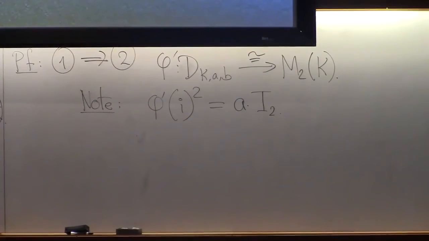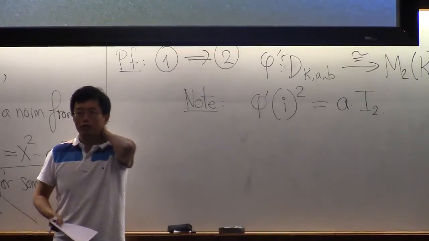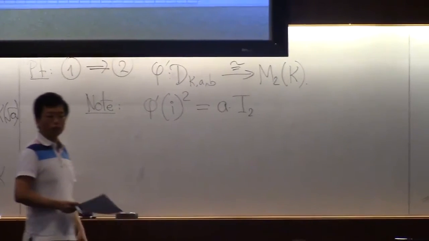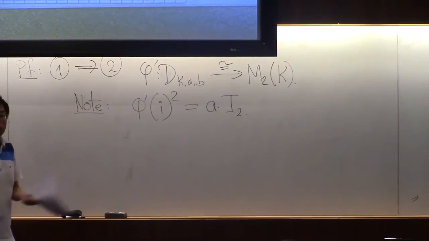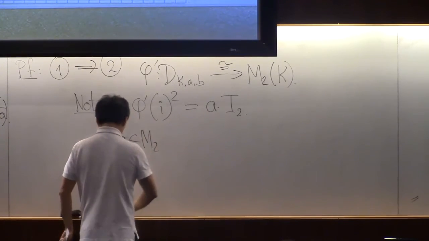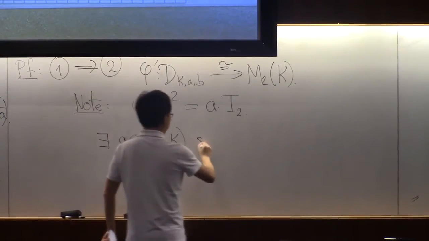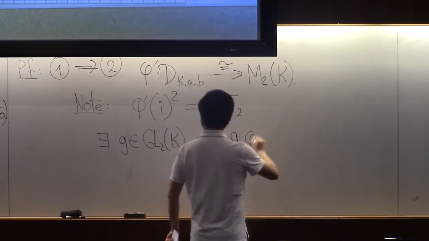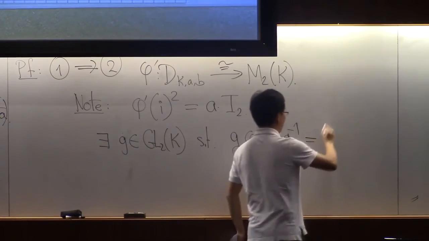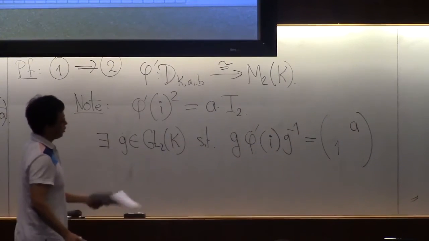If you learn linear algebra, there's a kind of normal form of a matrix once you know its characteristic polynomial. Somehow this characteristic polynomial is clear. It's x squared minus a. Once you know the characteristic polynomial, there's a normal form you can put it into. So I want to say that you can find a G in GL2 such that if you conjugate your matrix, it becomes the form you want it to be, namely like that. Because this is a kind of normal form.